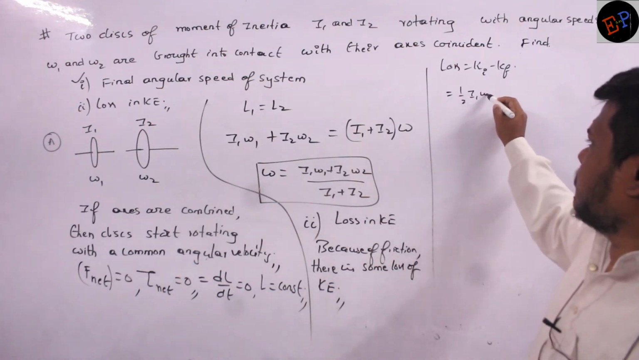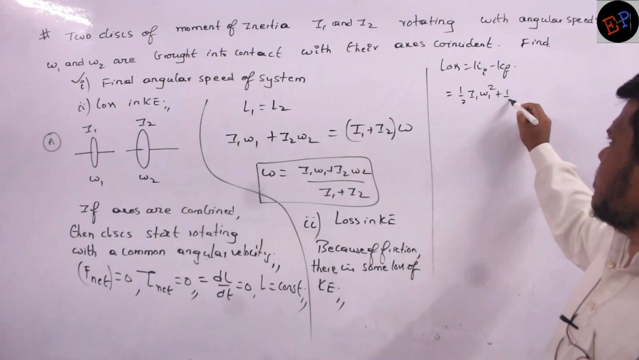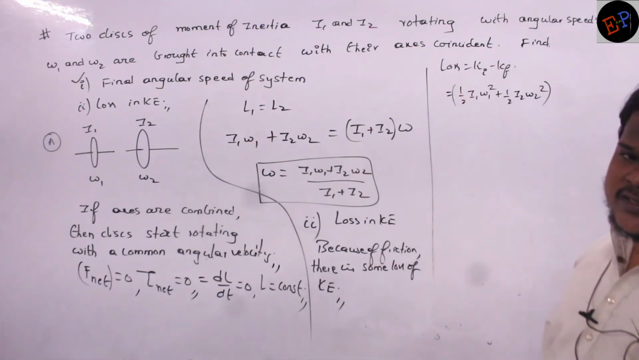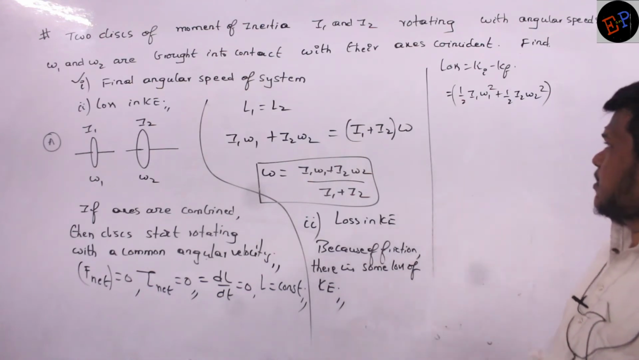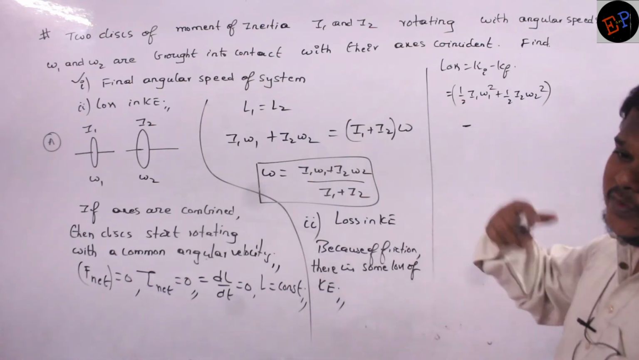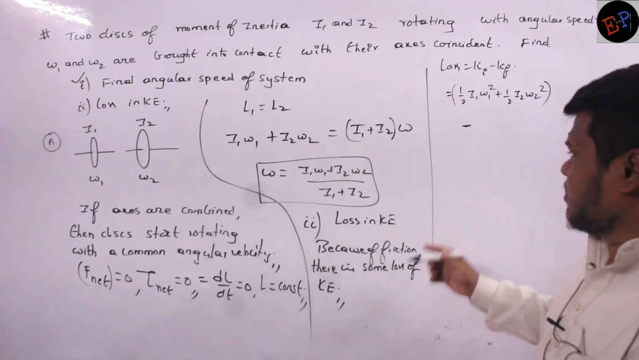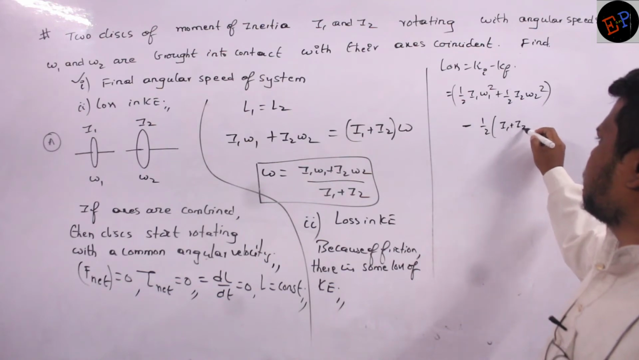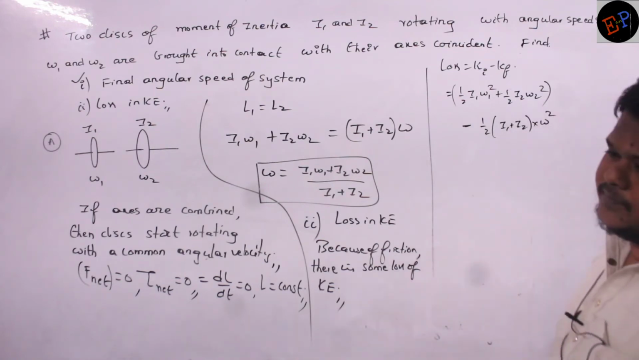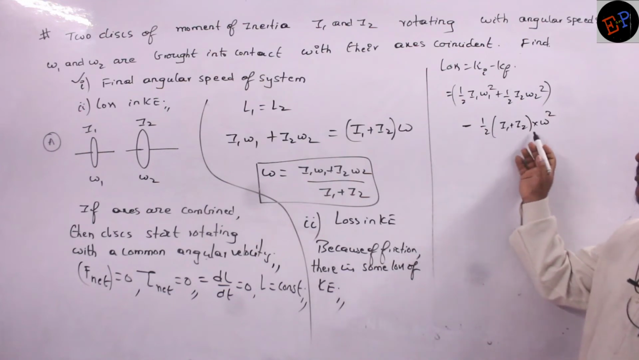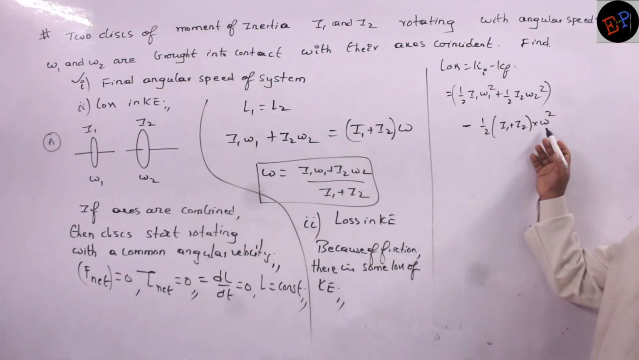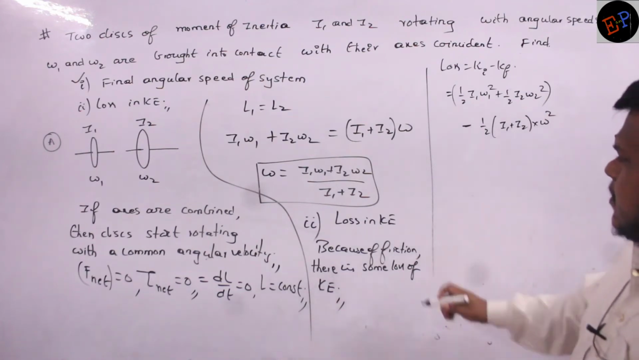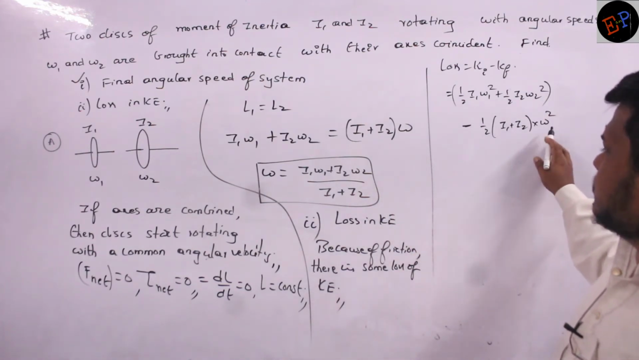So half I1 omega 1 square plus half I2 omega 2 square. This is the total initial kinetic energy before combining, minus after combining. Both of them start with a common velocity, so therefore half I1 plus I2 multiplied by omega square. Both moment of inertia I am adding, and the common angular velocity is omega square. Clear? And omega value I have already calculated.